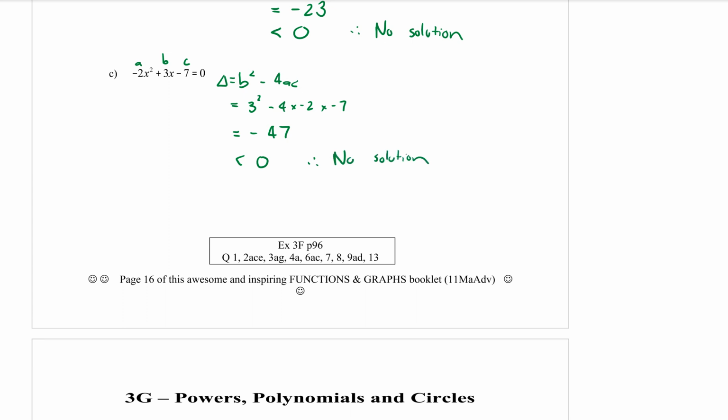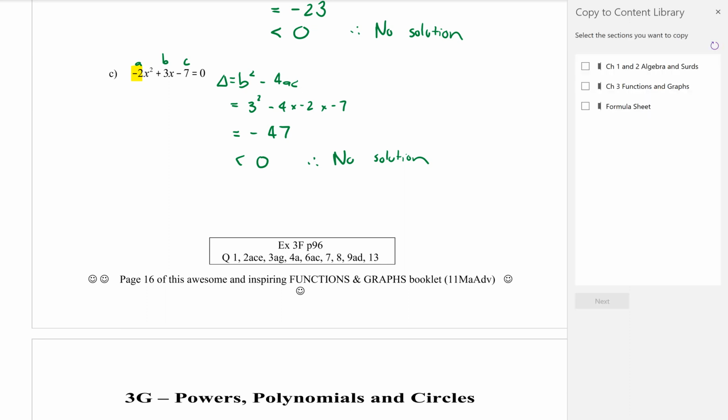However, our little side note again, this time, when I look at my x squared, I have a negative sign, negative 2 in front of that x squared. That means that parabola is concave down. And it's what I would call a negative definite parabola because it will all be below the x-axis.